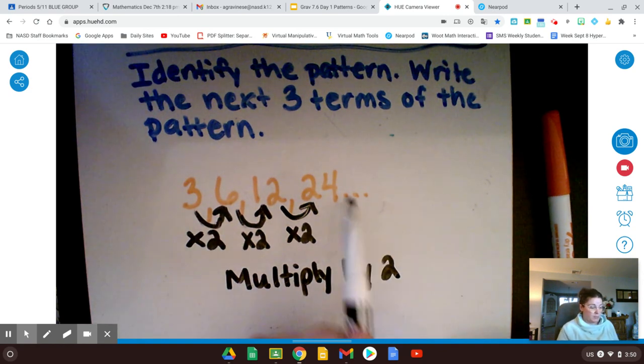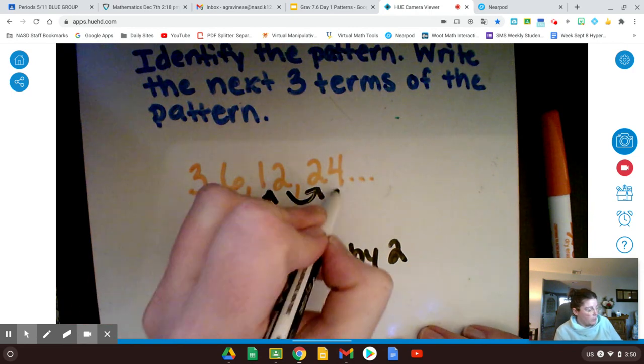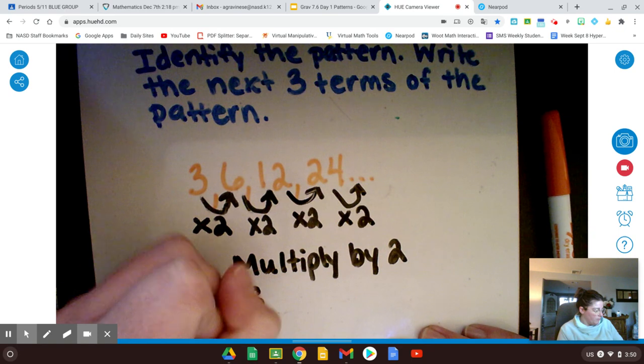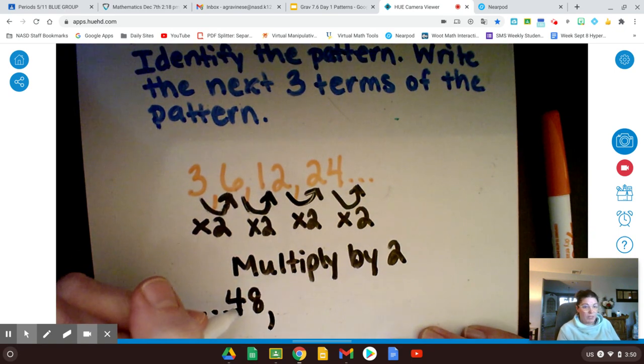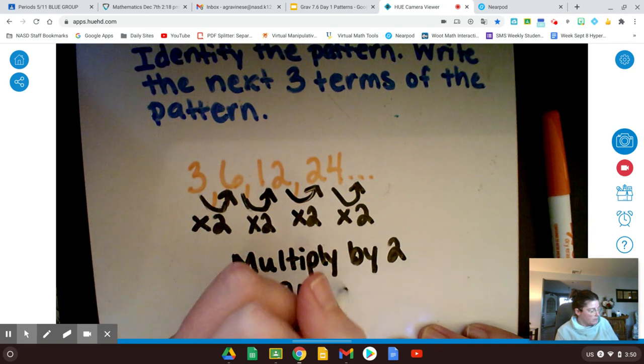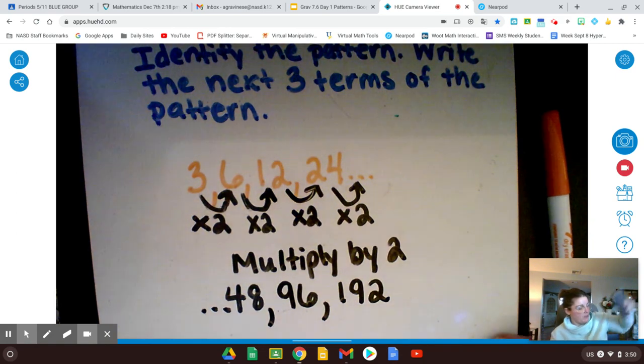And now let's extend that pattern and keep multiplying by 2. Now this multiplication might get a little tricky. You might have to use some scratch paper. But I would take 24 times 2 and get 48. 48 times 2 equals 96. And 96 times 2 equals 192. Now, I did that very quickly, okay, because I figured it out earlier, but you get the picture. All right, one more for today.